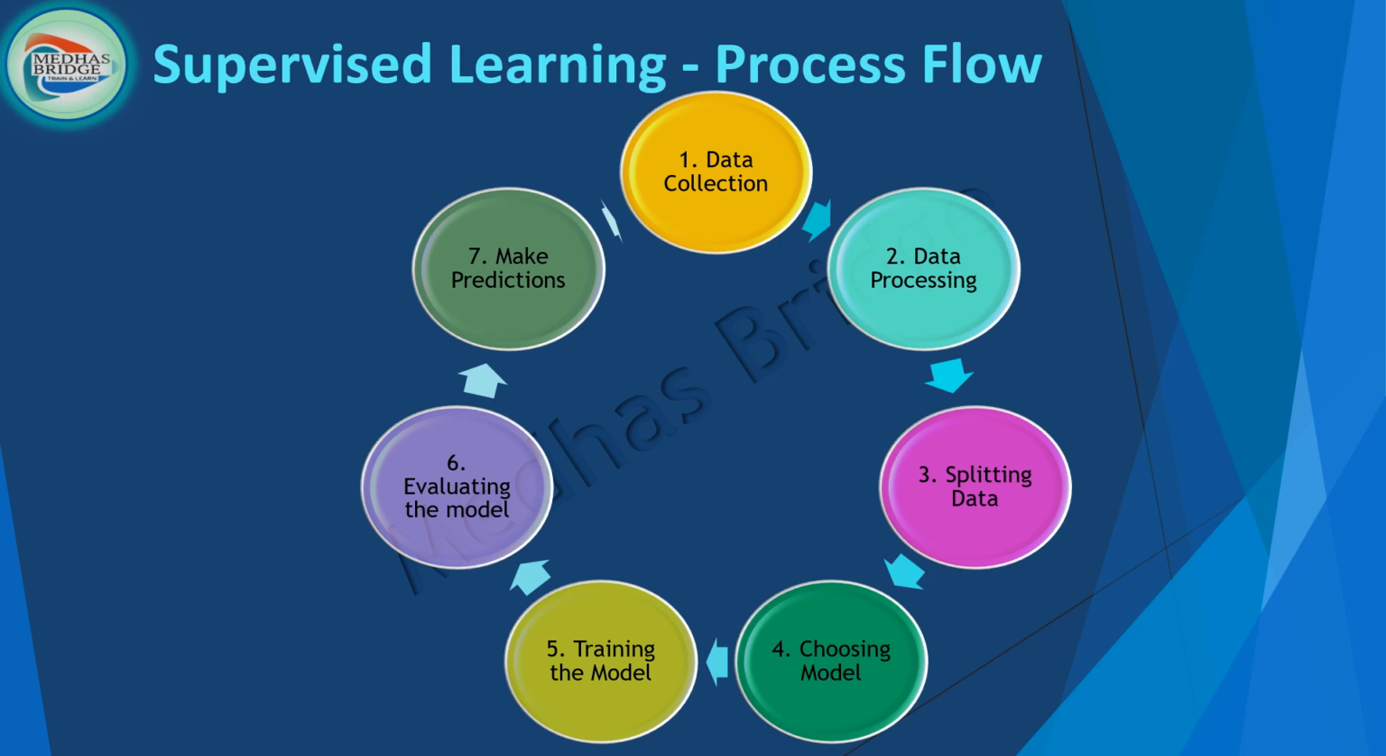Let's have a closer look at the process flow of supervised learning. We have a few steps: data collection, data processing, splitting the data into training data and test data, choosing the model, training the model, evaluating the model, then making the predictions using that trained model. These are the 7 steps that we use in supervised learning.